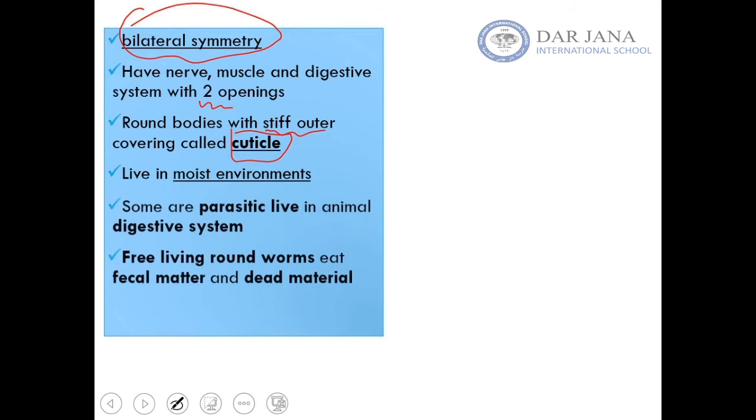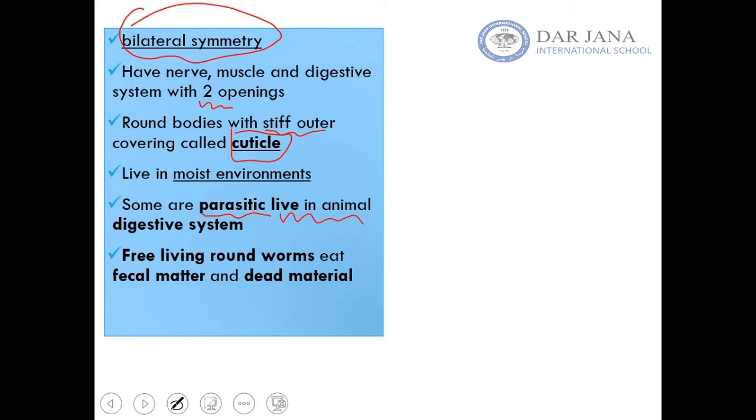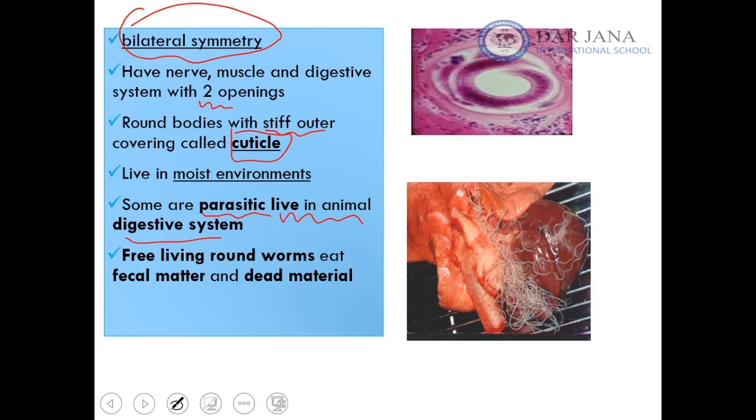They live in moist environments. Some of them are parasitic. Parasitic means they live in an animal's digestive system. Okay, so you can see here, this is the digestive system of an animal, so the nematodes can live inside. Free-living roundworms eat fecal matter and dead materials.